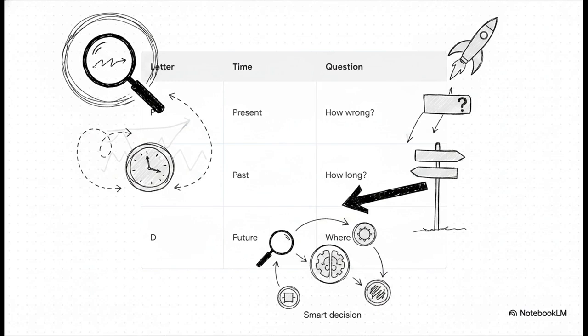This simple breakdown right here, it's the ultimate takeaway for today's explainer. It completely demystifies what sounds like a wildly complex mathematical algorithm into a beautifully simple mental model of time. The present asks, how wrong am I right now? The past asks, how long have I been wrong? And the future asks, where is this error heading? By combining these three perspectives, the controller arrives at a single, incredibly smart decision.